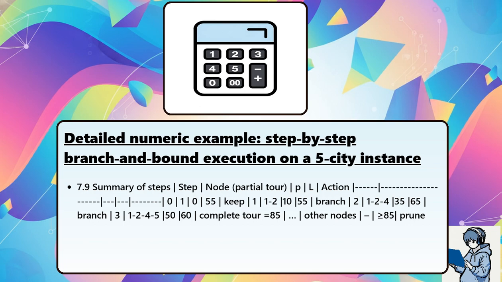7.9 Summary of steps. Table columns: Step, node, partial tour, P, L, action. Row 0, node 1, P 0, lower bound 55, action keep. Row 1, node 1 to 2, P 10, lower bound 55, action branch. Row 2, node 1 to 2 to 4, P 35, lower bound 65, action branch. Row 3, node 1 to 2 to 4 to 5, P 50, lower bound 60, action complete tour equals 85. Remaining rows, other nodes have lower bound greater than or equal to 85, action prune.